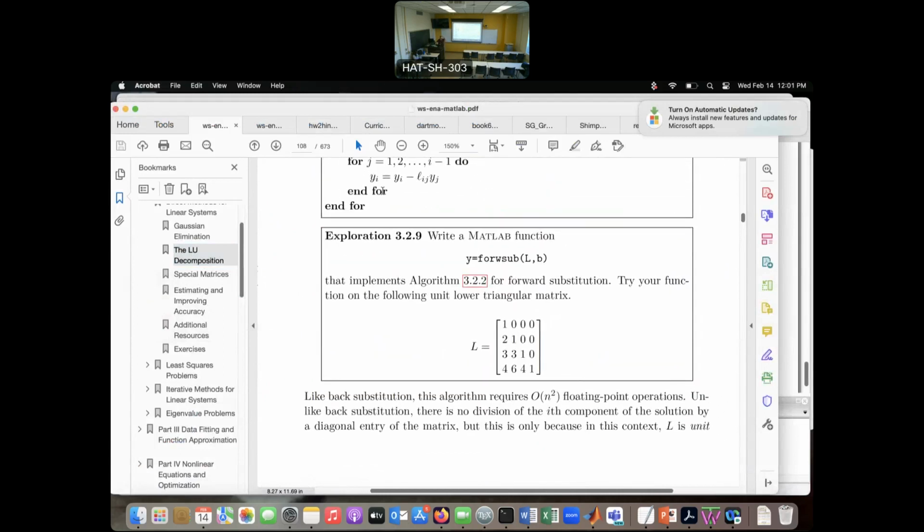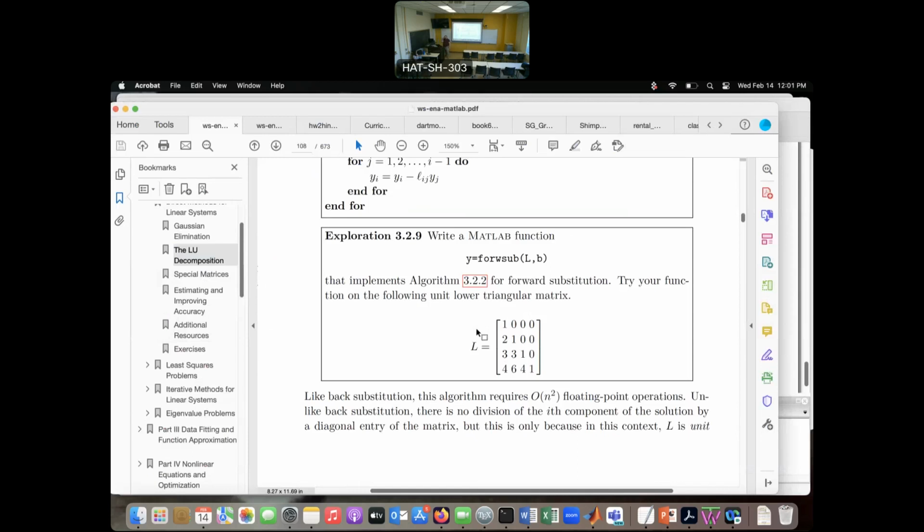Okay, so the function takes two inputs, L and B. You give us L. Yeah, just create a random B. Yeah, and then you can do L/B to see what you're supposed to get.